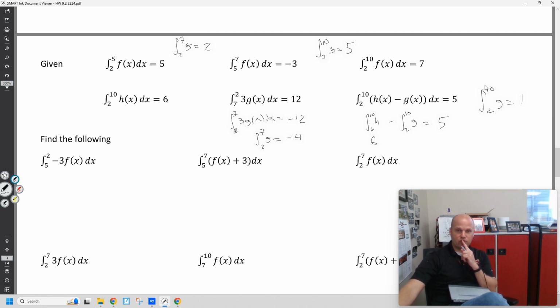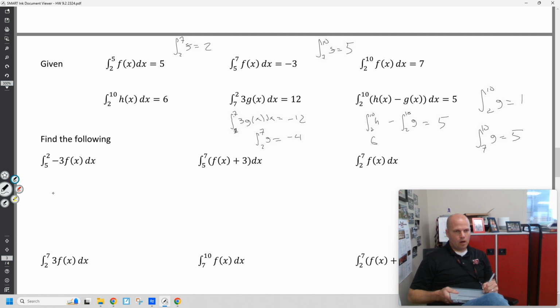I got 2 to 7 of g. I got 2 to 10 of g. If I have negative 4, I'm going to have to be plus 5 from 7 to 10. 7 to 10 of g must be plus 5 as well, because 5 minus 4 has to equal 1. Fun little problems. Now that we've done that little bit of setup work, we can get these answers.